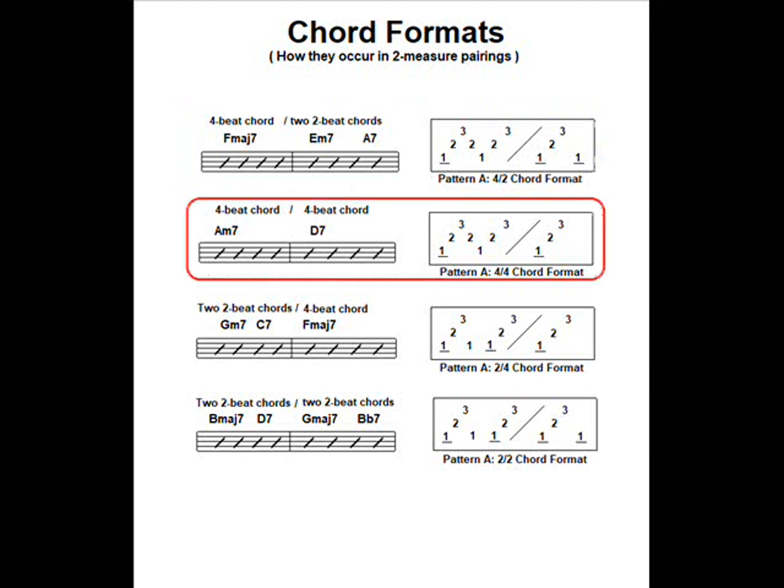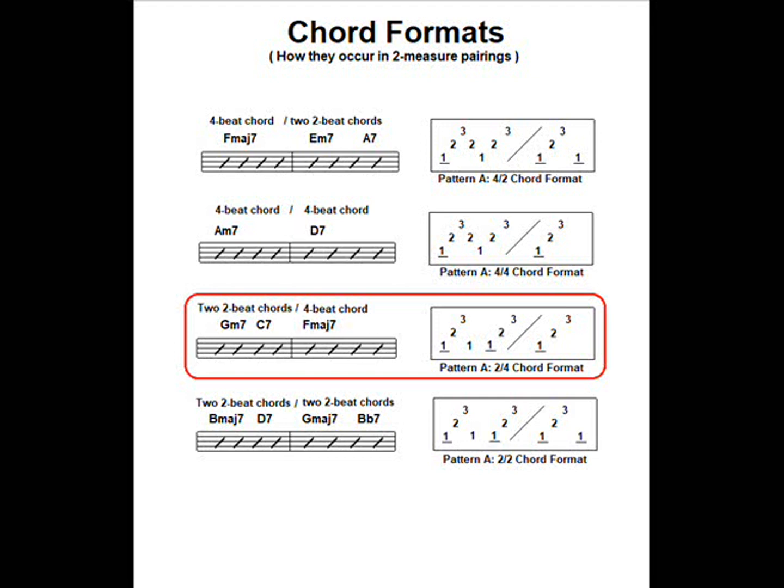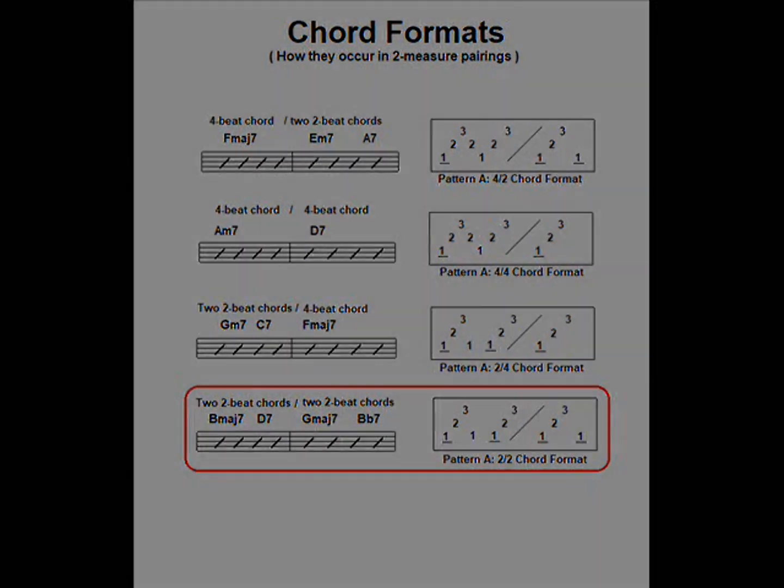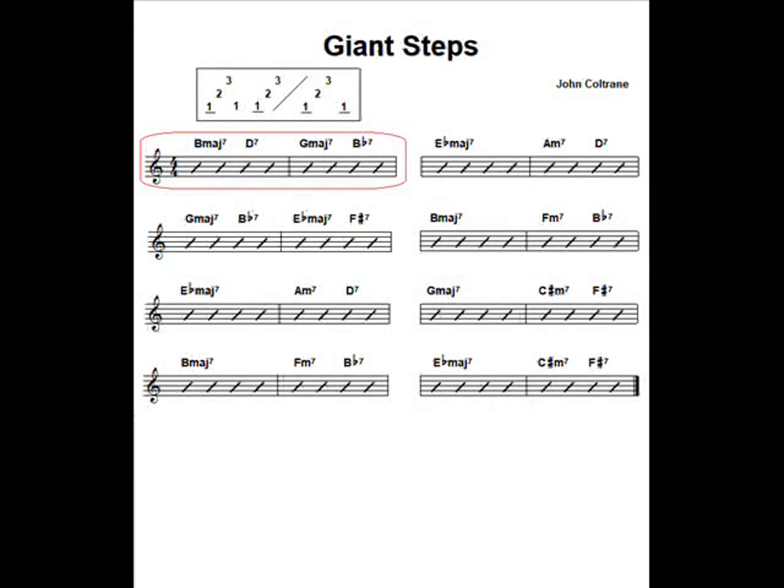The second type is a 4-beat chord followed by another 4-beat chord, which we call a 4/4 chord format. The third type, 2 2-beat chords followed by 1 4-beat chord, is called a 2/4 chord format. The last chord format, 2 2-beat chords followed by 2 2-beat chords, is called a 2/2 chord format, and it's what you'll find at the beginning of Giant Steps.